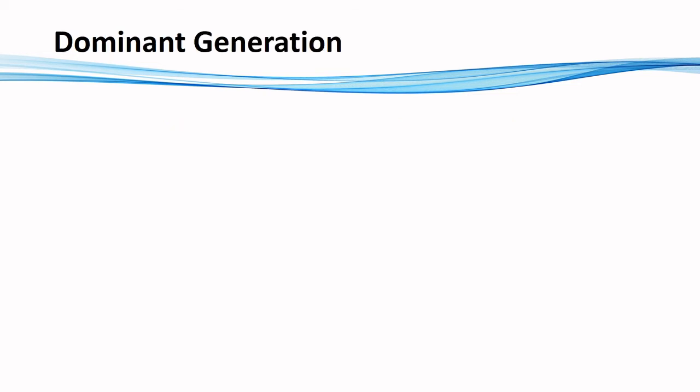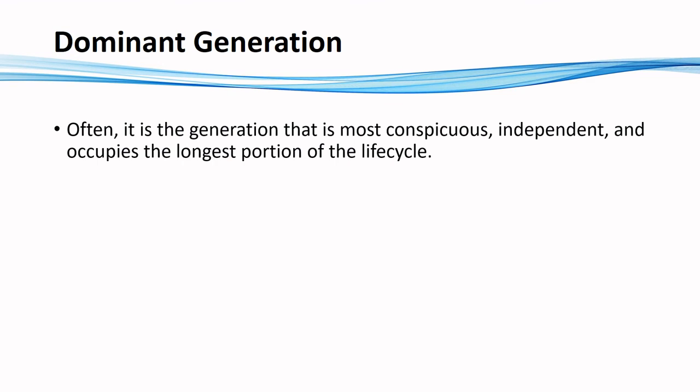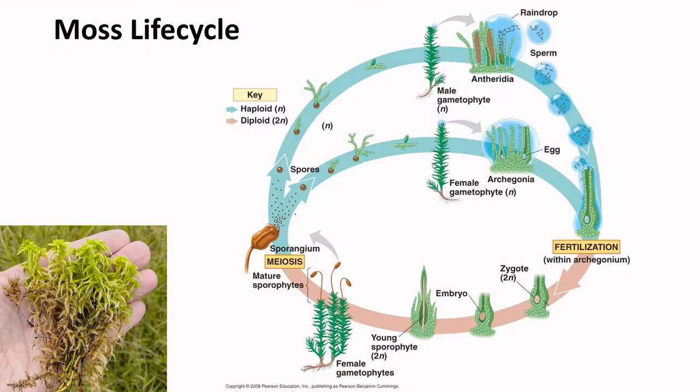Generation dominance refers to a single generation that is more conspicuous, independent, and occupies the longest portion of the life cycle. So let's see how this principle applies to mosses and ferns. Many of you may be familiar with mosses as these very small leafy green plants. It turns out that these are actually haploid, so they are the gametophyte.